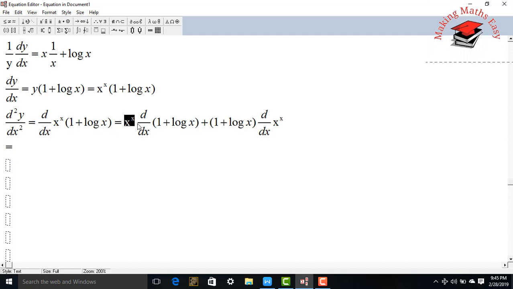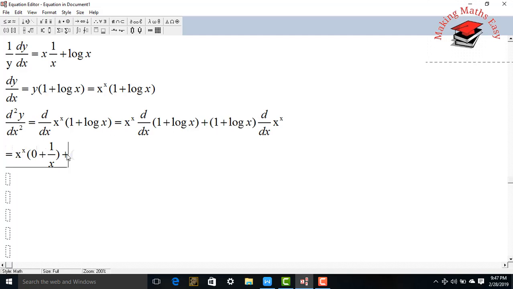So we can write here x raised to x into the derivative of 1 plus log x. The derivative of 1 is equal to 0, so we can write 0 plus log x. Derivative of log x will be equal to 1 upon x in this case. So 1 upon x. And then we have to write 1 plus log x as it is, because we are using the uv rule of differentiation.